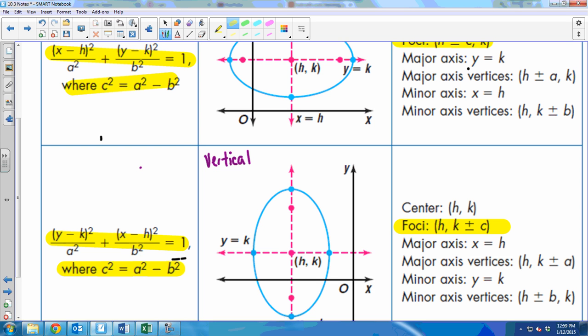For horizontal ellipse, it's h plus or minus c. And for vertical, it's k plus or minus c. Yeah, you want to make sure you have those right. You don't want to do all your homework wrong if you've written down wrong.